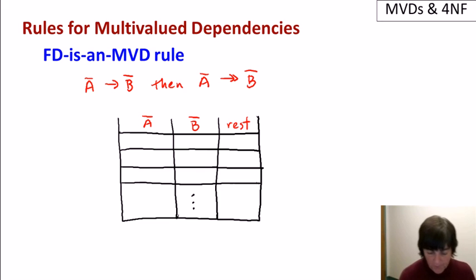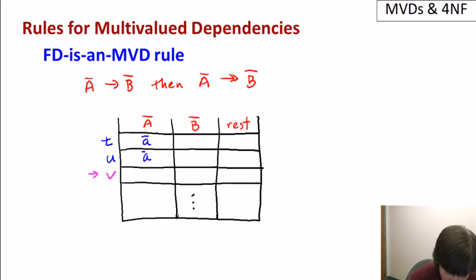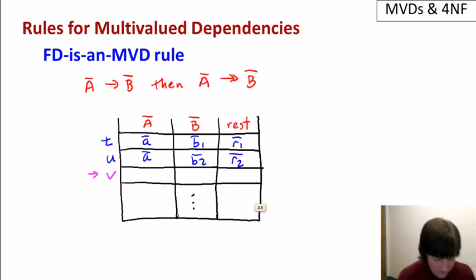And what we need to prove the multi-valued dependency is when there are tuples T and U with a certain form, there exists a tuple V of another form. So let's fill in some values first for the tuples. So let's say that we have A and A here. That's what we need for the equality of the A values. Then we have B1 and R1, and we have B2 and R2. And in order to prove this multi-valued dependency, I need to prove that there exists a tuple V that has the same A value, that it has B1 from tuple T and R2 from tuple U.